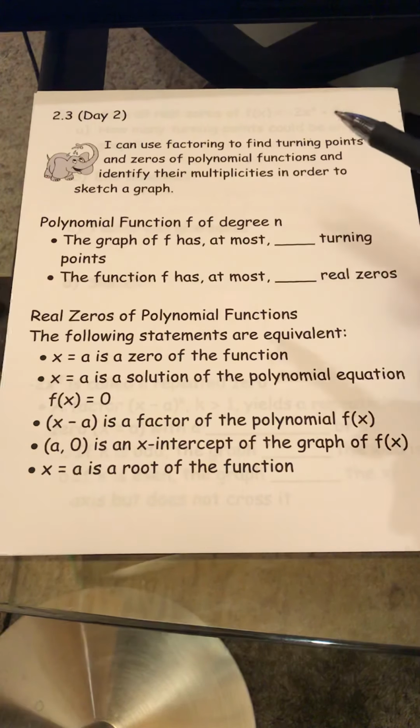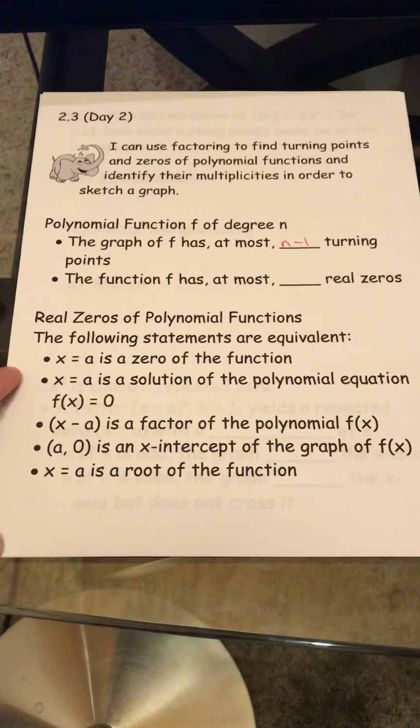So, if you have a polynomial function f of degree n, the graph of f has at most n minus 1 turning points. What that means is, if you think about a parabola, x squared, a parabola has one turning point. If you have a cubic function, at most it will have two turning points. Now, it doesn't have to have that amount, but it will have at most n minus 1.